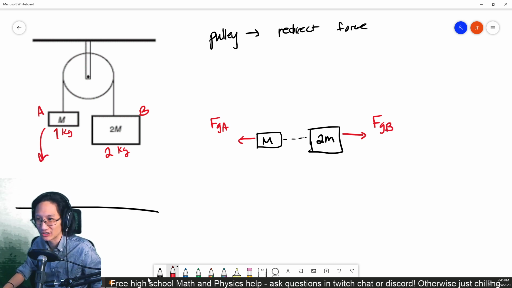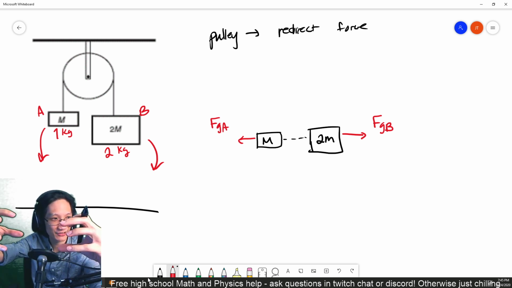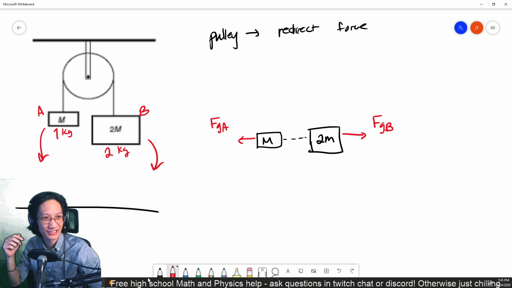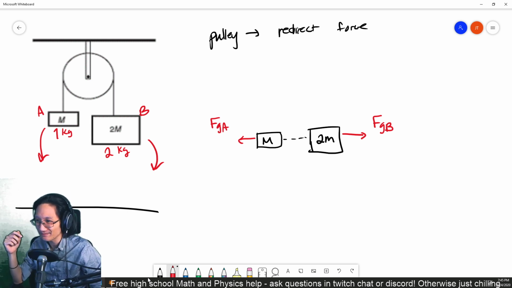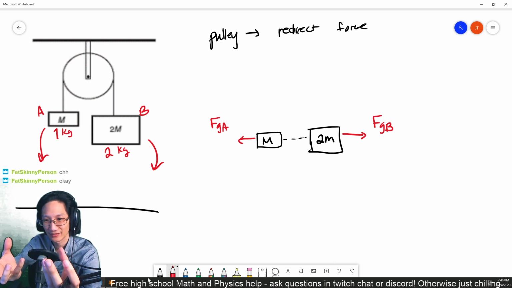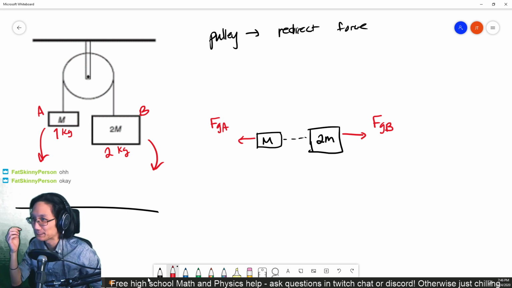Force of gravity on A is trying to pull it down this way. Force of gravity on B is trying to pull it down this way. And if you just grab the rope from both ends and straighten it out like this, you get the picture that I just drew. So instead of hanging the thing over the pulley, you just straighten it out, and you would get this diagram. Okay.